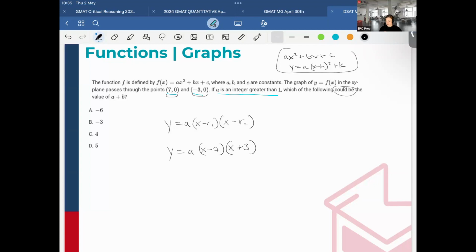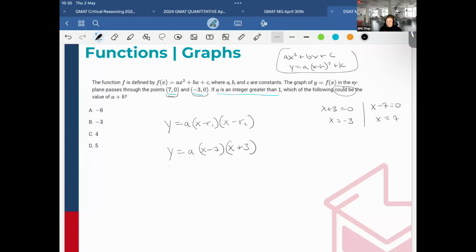Why is that? Because x plus 3 equals 0. So that gives me one of the x-intercepts, which we see here. And likewise, x minus 7 equals 0. That will give me x equals 7. So looks just like that.